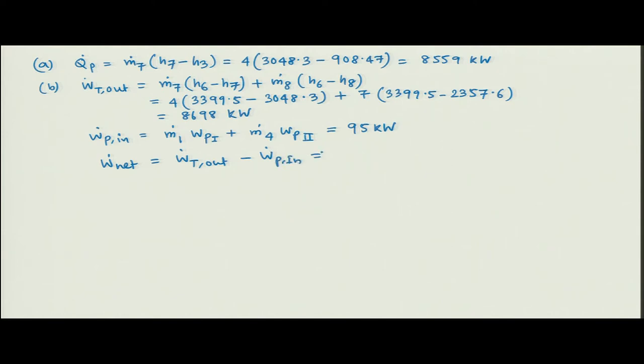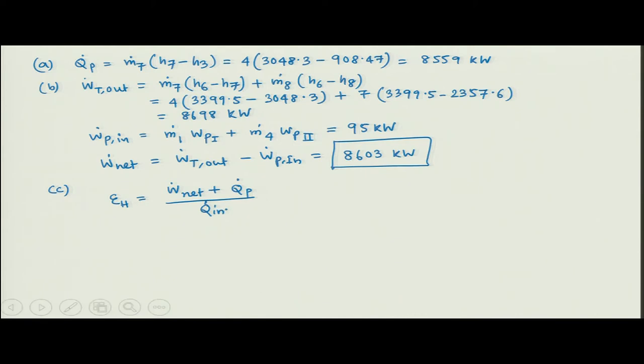Okay, so turbine work minus pump work, which is nothing but 8603 kilowatt. So this is the net work output of this cycle. And the third part is that the utilization factor we have to calculate. So utilization factor is basically defined by the total work output and the total process heat in the numerator. So it is the net work output from the cycle plus Q dot process divided by the total heat that is supplied.